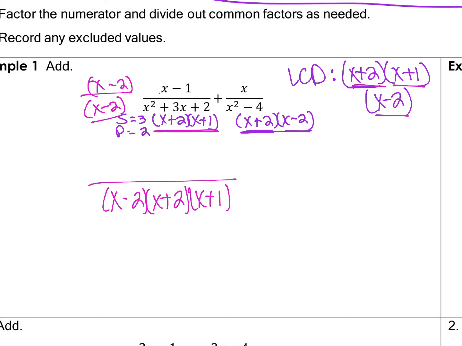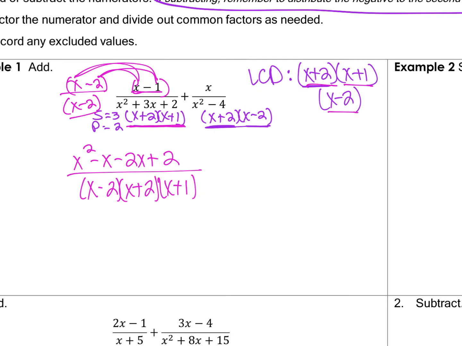And I can, however, go ahead and multiply these two together. I have to use FOIL. That would be x squared minus x minus 2x. That's multiplying, so plus 2. Okay, looking at my second denominator, I have x plus 2. I have x minus 2, so I'm missing x plus 1. So I need to multiply the denominator as well as the numerator by the x plus 1.